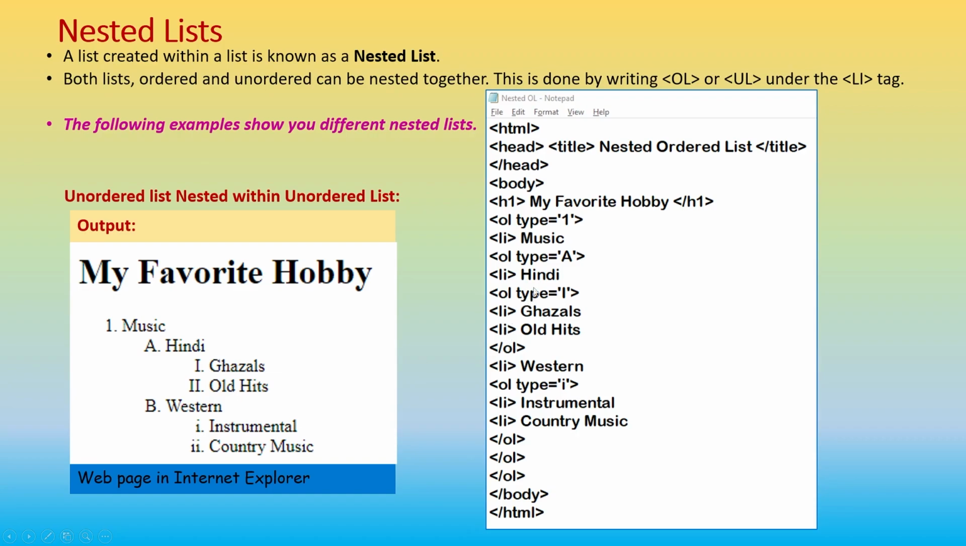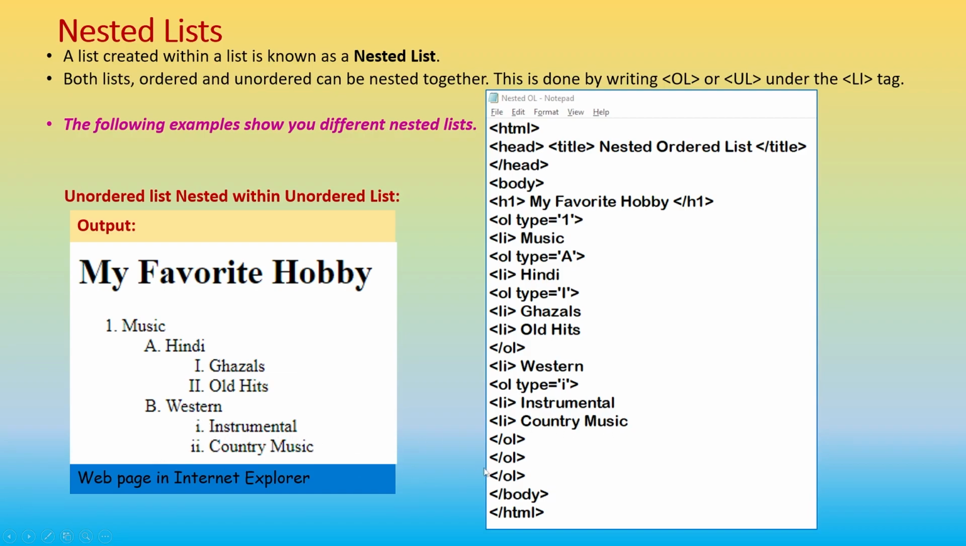So again after the Hindi list item I have written OL with type i, the ghazals and old hits, and this ordered list comes to an end here. Then, instead of Hindi, I have Western now, second. So this will be written after B, and under this I have another Roman letters list starting with small i, instrumental and country music, these two.